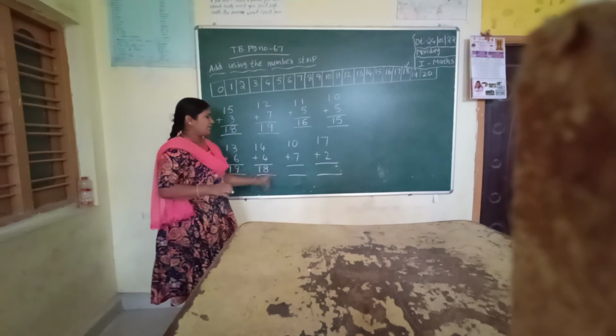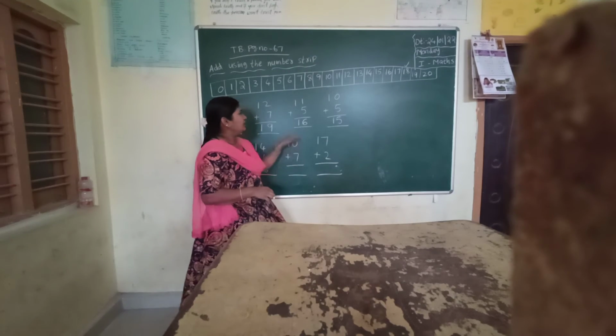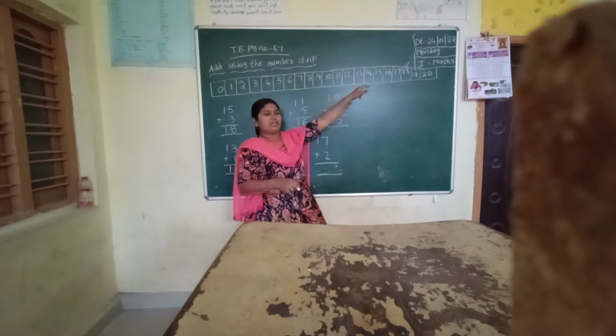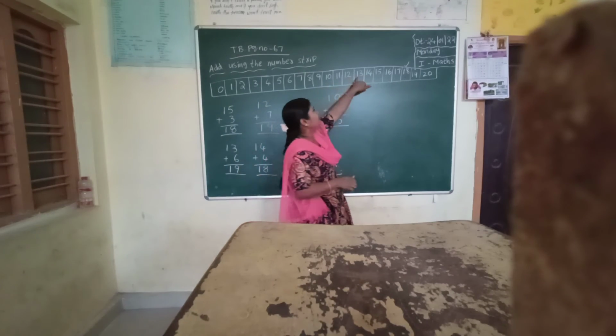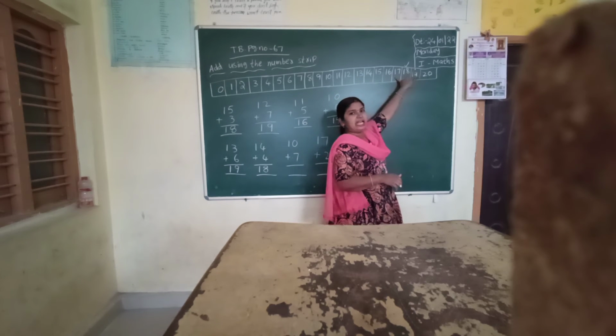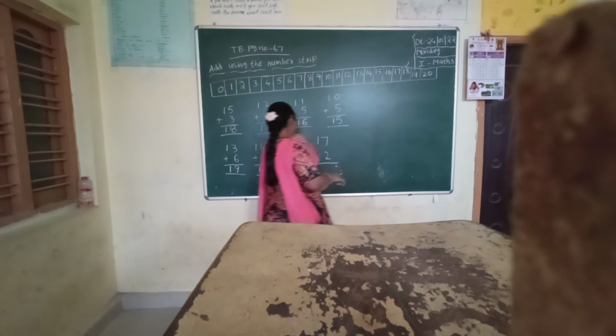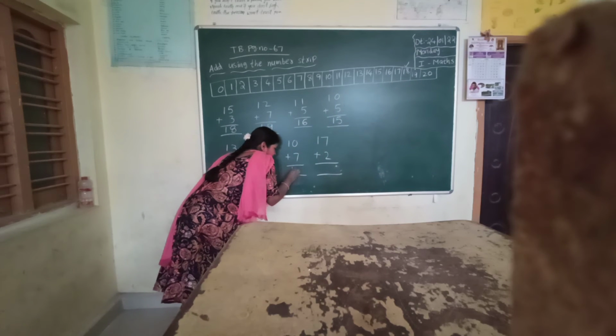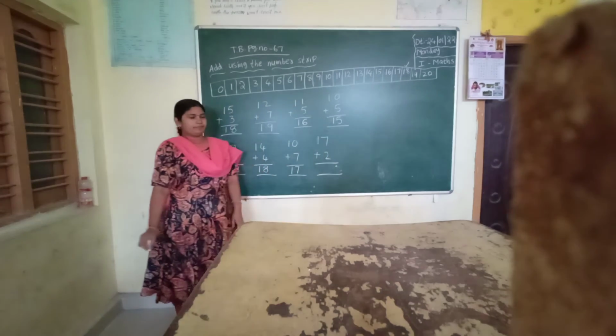Next, 10 plus 7. After 10, count 7 numbers. 1, 2, 3, 4, 5, 6, 7. The answer is 17. You have to write down 17 as the answer.